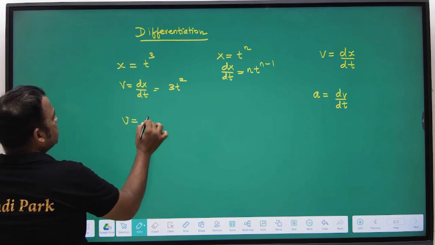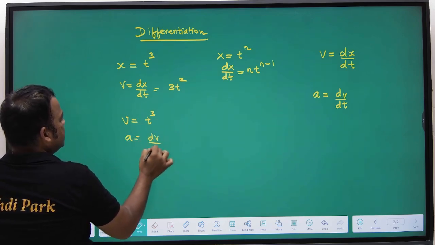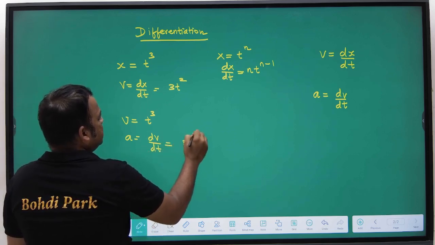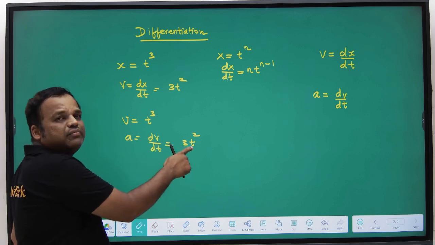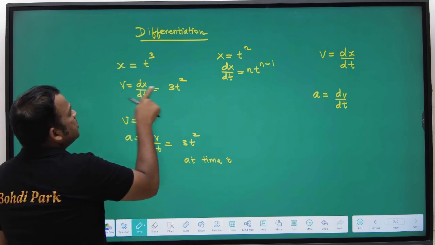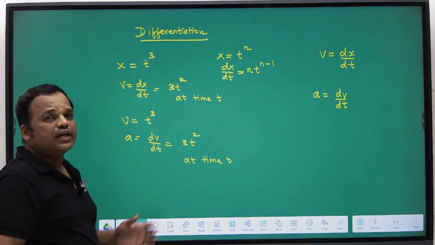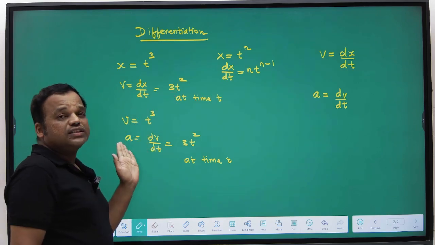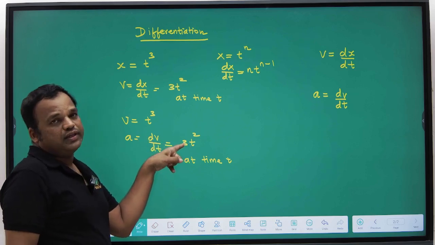Similarly, if v is given as t cube, we can find acceleration as dv by dt, that is instantaneous acceleration, so it will be 3t square. This is the acceleration at time t, and this is the velocity at time t. Suppose they ask at 2 seconds, we can put t is equal to 2 here.